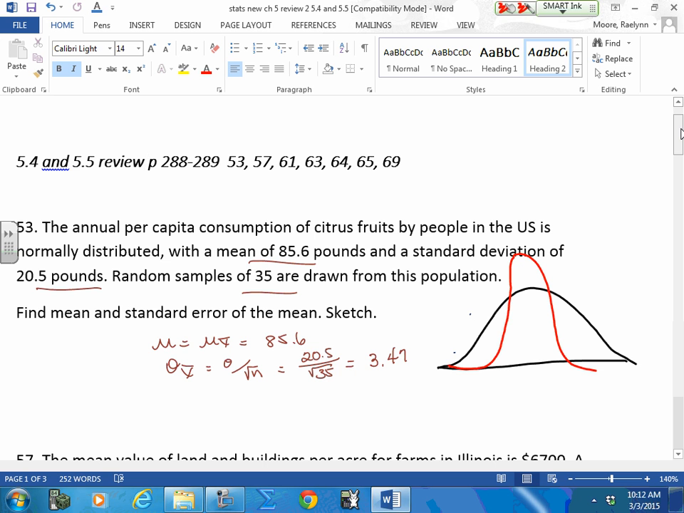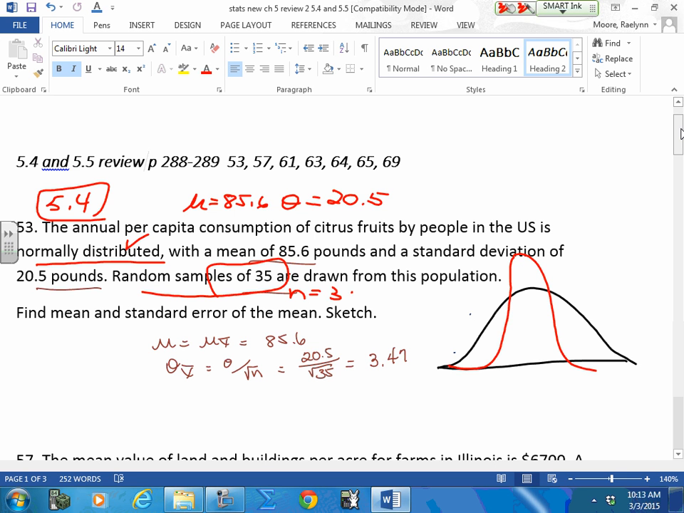So if you take a look at this one, this was from 5.4. This says the annual per capita consumption of citrus fruit in the U.S. is normally distributed with a mean of 85.6 and a standard deviation for the population of 20.5. Okay. Here's the difference. Random samples of 35 are drawn. Okay. You want to find the mean and the standard error of the mean. The standard error of the mean is your standard deviation for your sample mean.